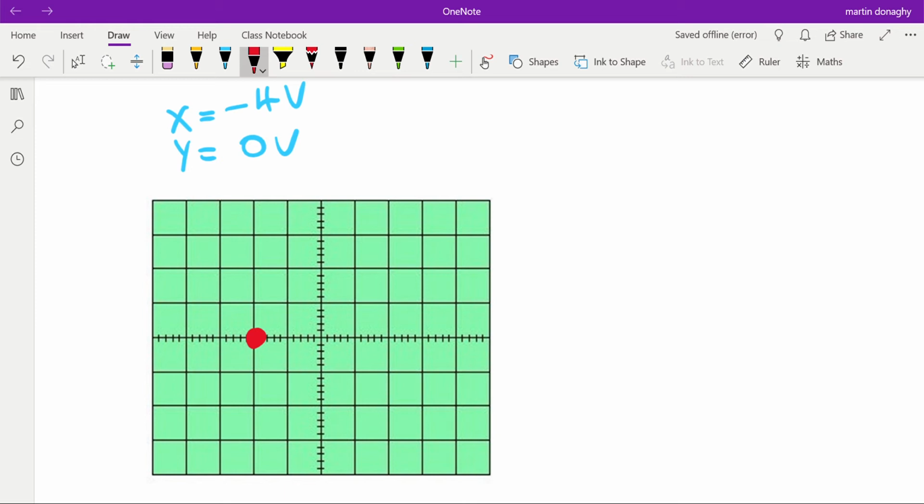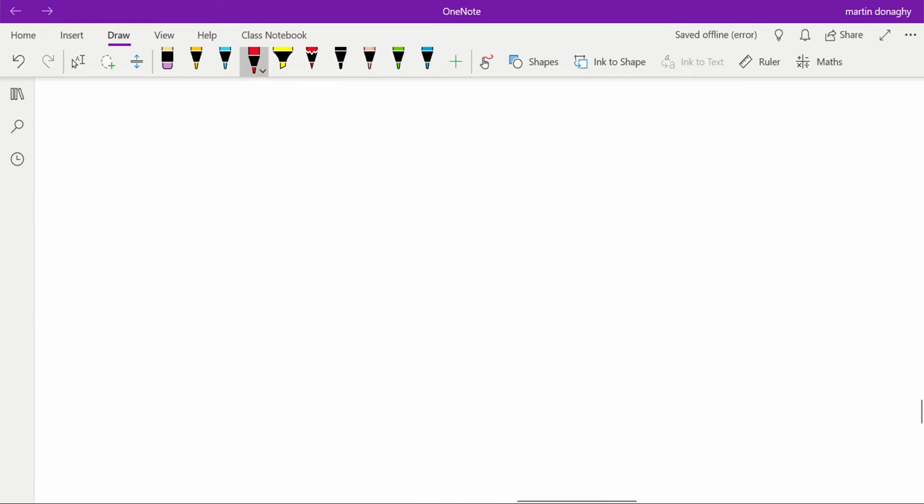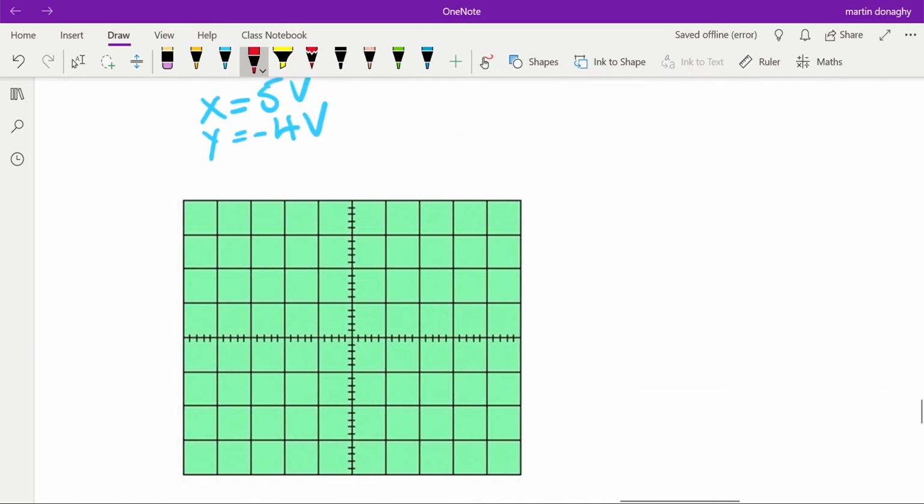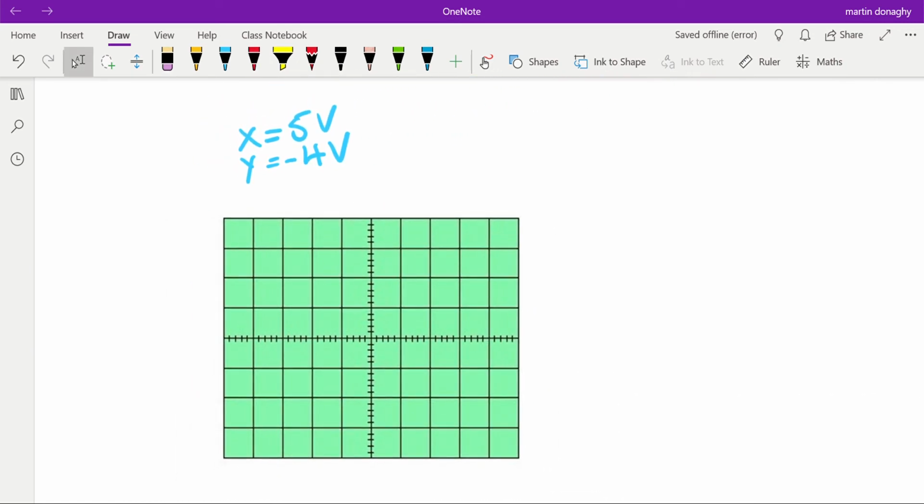Okay, for the next ones, pause the video and try it yourself and try and work out where the dot would be. So our next one, we have X as being 5 volts and Y as being -4 volts. Okay, so X is 5, so there's 2, 4, 6. So 5 means it'd be 2.5 divisions, because each of those divisions is 2 volts. Y is -4, so those combined together would produce a dot 2 divisions down and 2.5 divisions to the right.